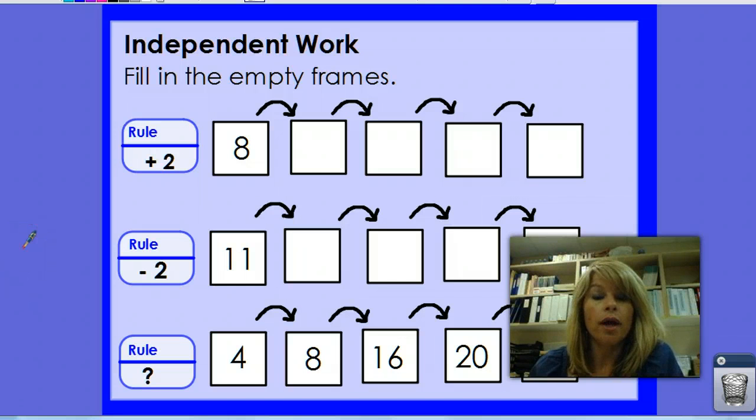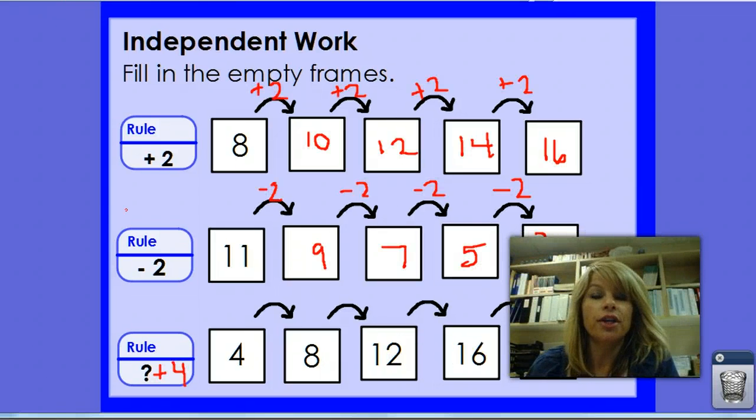On your whiteboard, I want you to do these next 3 problems. For the first 2, you'll have to fill in the 4 missing frames. For the last one, the frames are filled in, but you need to find the rule. You need to figure out what changes from one number to the next. What is the difference? Did we add something or subtract something each time? And that rule will always be the same number each time. Press pause to work. Press play when you're ready to check your answers.